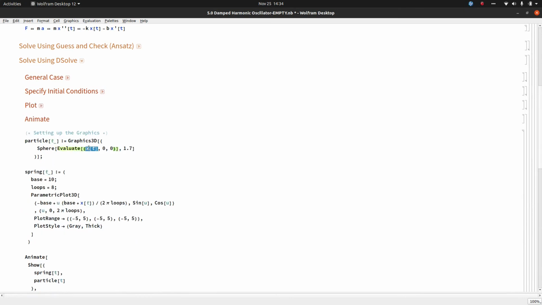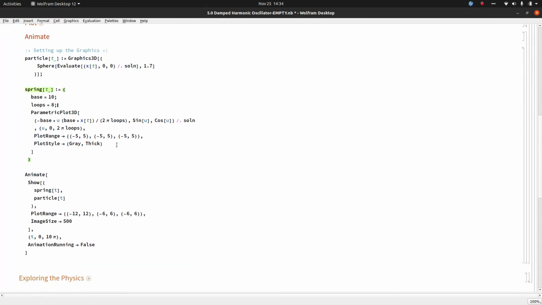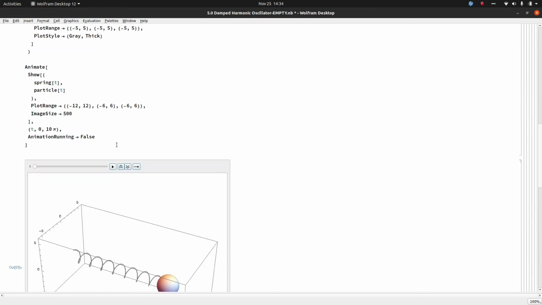And I could copy and paste the solution, but I am actually going to use Mathematica's replace all function, which is /. solution. And I can do the same thing down over here. We'll plug that in. I'm going to plug a /. solution anytime you see an x of t, and that will replace those x of t's with the solution from the differential equation. And when we do that, I believe this should work. There we go.